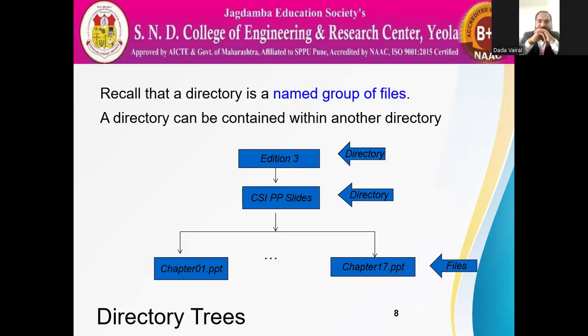Next point is directory. What is directory? As I just mentioned in my previous lecture, the directory is nothing but a folder. So in the example, Silberschatz edition 3 is there, then CIS, then chapter 1 PPT, chapter 7, 17. These are the files, and the top level is the directories. A directory can contain another directory also. A file does not contain another file. It can contain a link of that file, but a file cannot contain another file. A directory can contain many files.